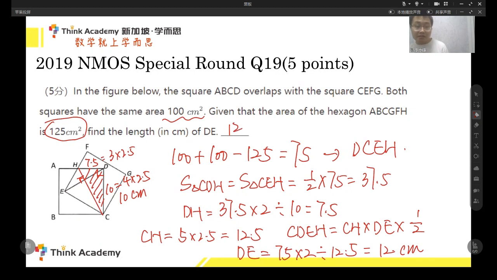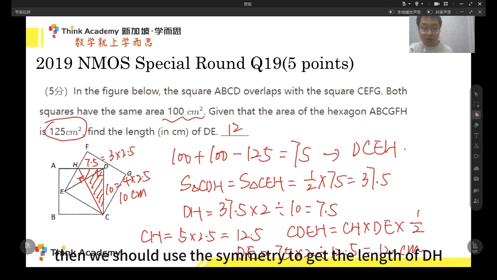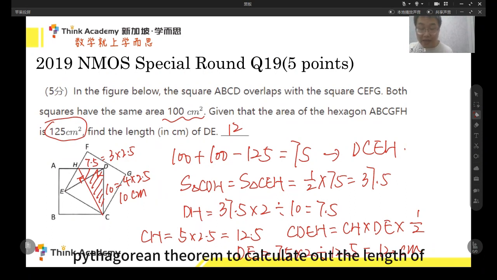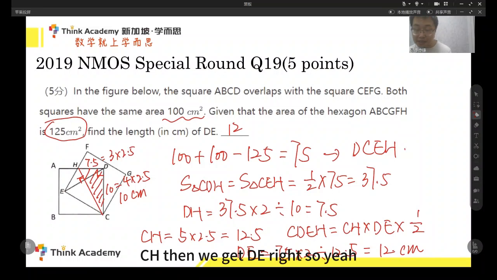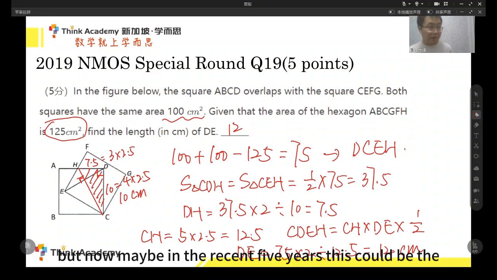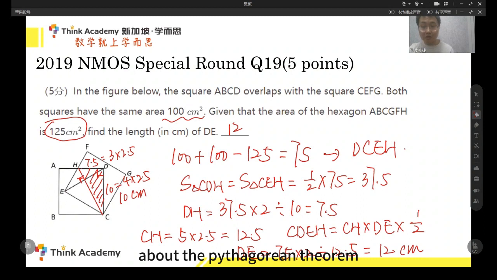So in this question there are 3 key points, right? First of all, we should calculate the overlapped area CDEH. Then we should use the symmetry to get the length of DH, and we get that DE and CH are perpendicular. And then the last thing to do is to use the Pythagorean theorem to calculate the length of CH. Then we get DE here, right? So this is not an easy question for us to solve, right? But maybe in the recent 5 years, this could be the easiest question for us about the Pythagorean theorem.